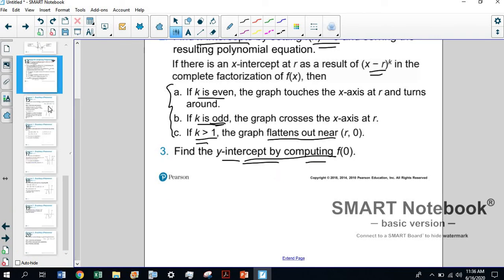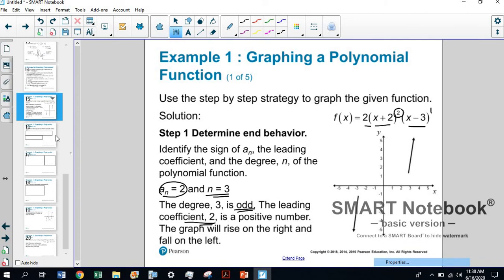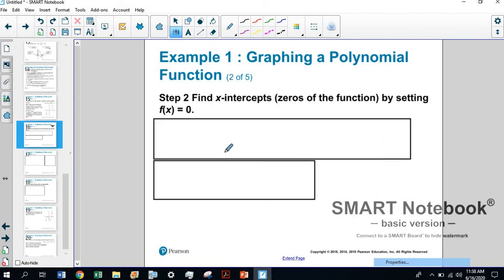All right, so let's walk through a problem like this together. Here is your function, f of x equals 2 times (x plus 2) all squared times (x minus 3). Okay, and this is a power of 2, and this is a power of 1, and so you add them together, you get a degree of 3. The leading coefficient is 2, and so with an odd degree and a positive leading coefficient, it goes up to the right and down to the left. So now that we have the end behavior, we're going to go find the x-intercepts.